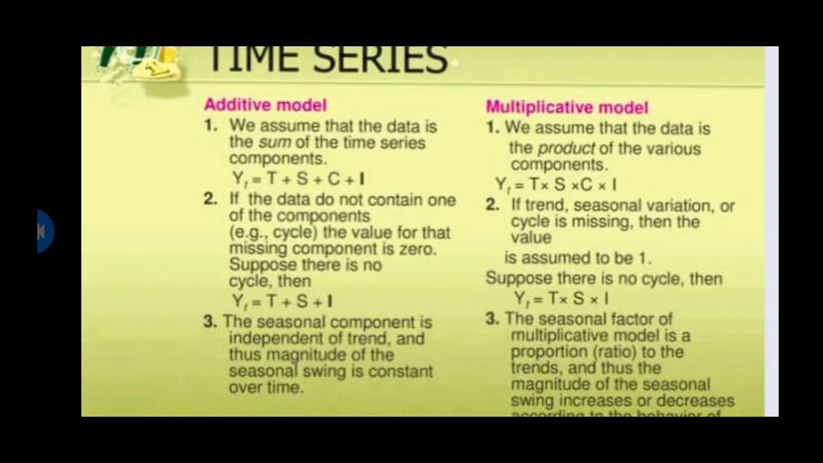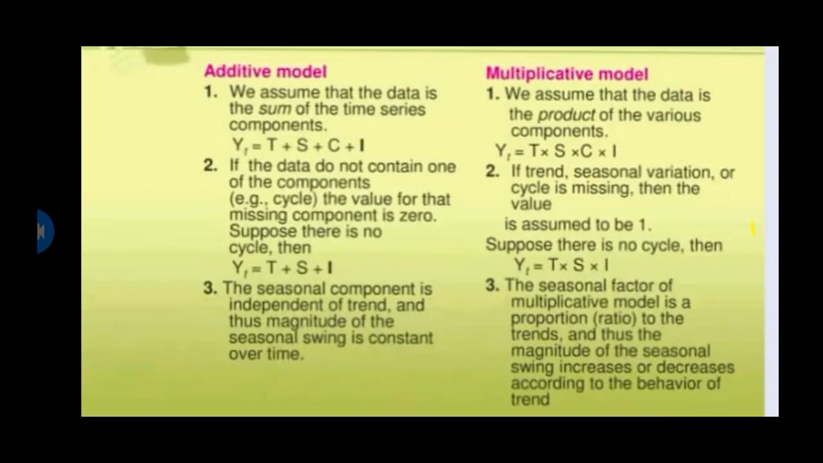Multiplicative model. We assume that the data is the product of various components: yt equals T into S into C into I. If trend, seasonal variation or cycle is missing, then the value is assumed to be 1. Suppose there is no cycle, then yt equals T into S into I. The seasonal factor of the multiplicative model is a proportion or ratio to the trend, thus the magnitude of seasonal swing increases or decreases according to the behavior of the trend.